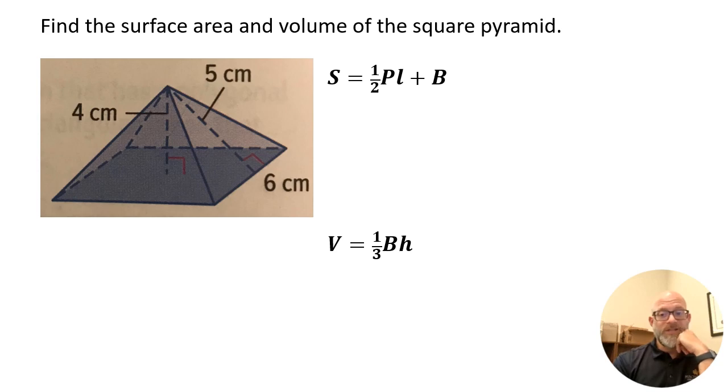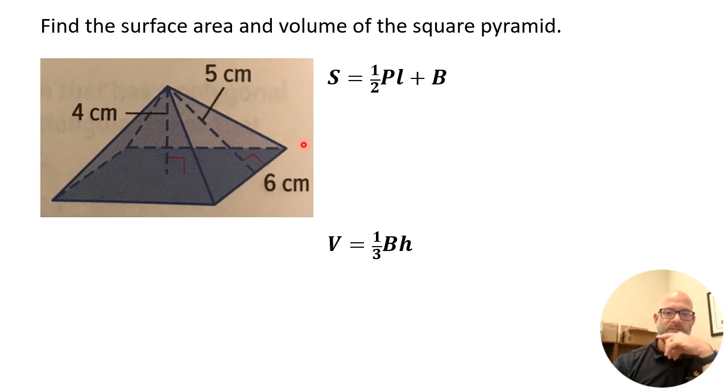Second thing you need to do is plug and chug. But in order to do that, you need to know what the letters mean. What does P mean? It means the perimeter of the base. How do you calculate the perimeter of the base? Well, it's a square pyramid. The base is a square.